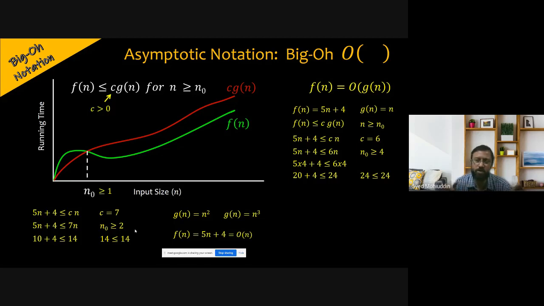So we cannot choose a function g of n with a degree lower than the degree of f of n. If the degree of f of n is n square and g of n is n square, you can compute yourself and find the answer. For c, take any arbitrary value which should be greater than 0, and n0 should satisfy. And you can see that for g of n as n squared also, the function f of n will always be less.